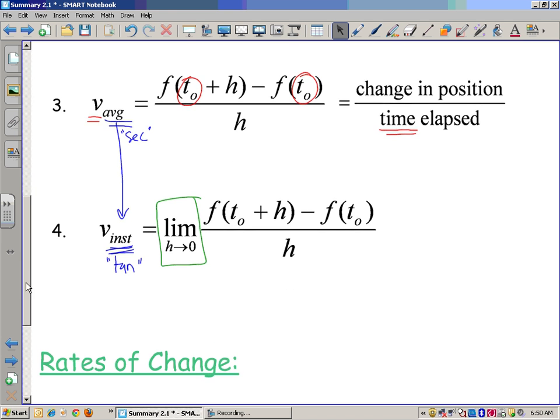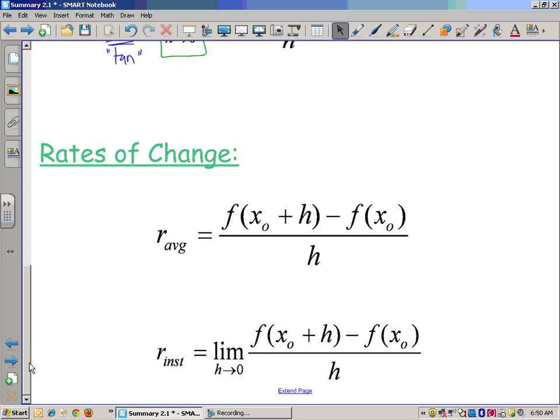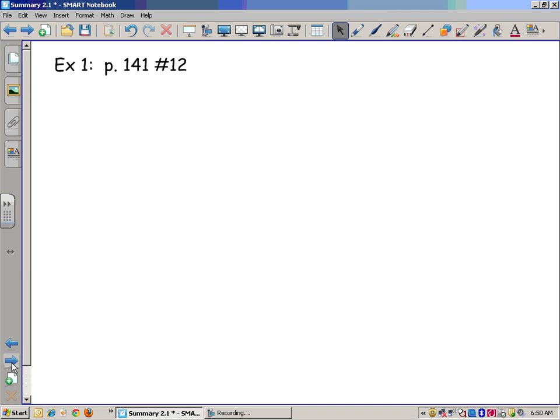Okay? So now your book is going to convert, and this is just notation. I want you to see that it's exactly the same. Average is a secant. That's a general picture. Instantaneous is a tangent slope. Okay? So a rate of change is another way of saying slope.